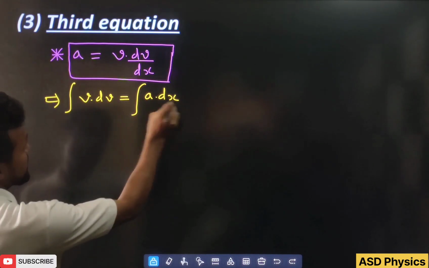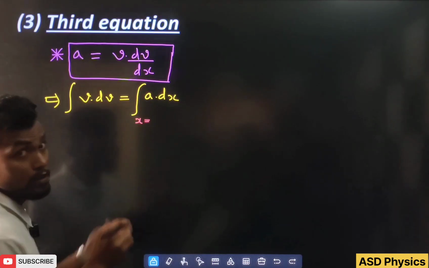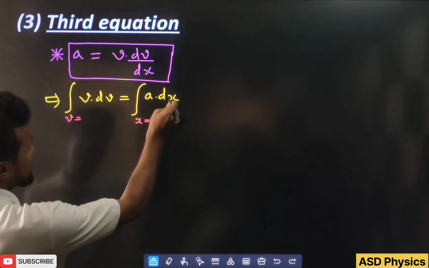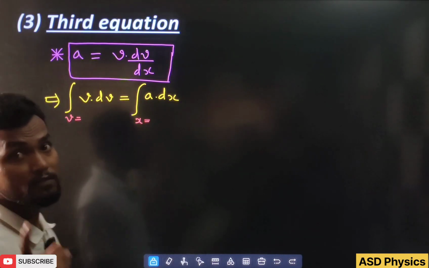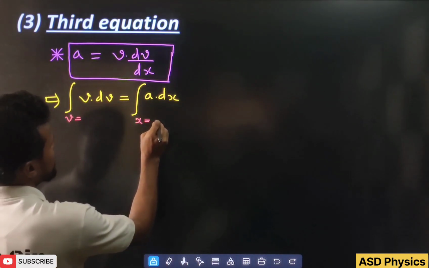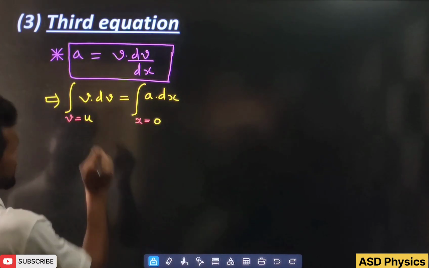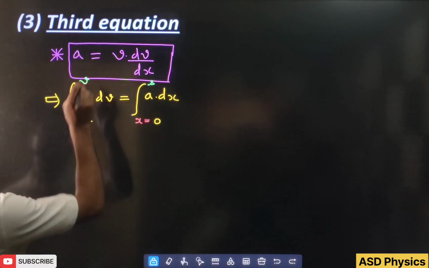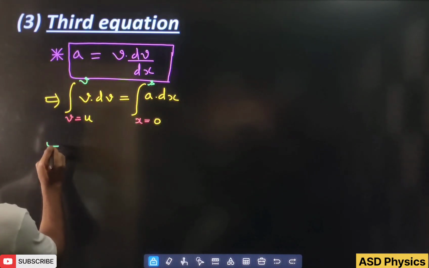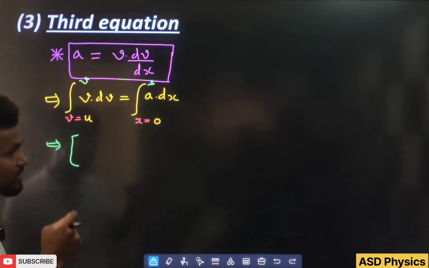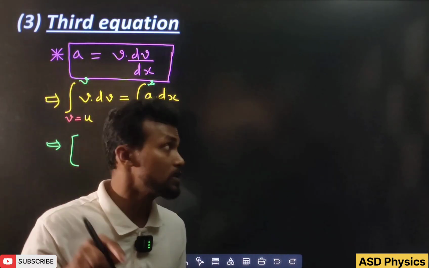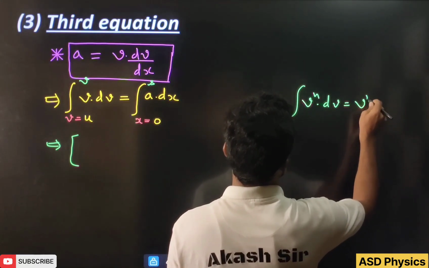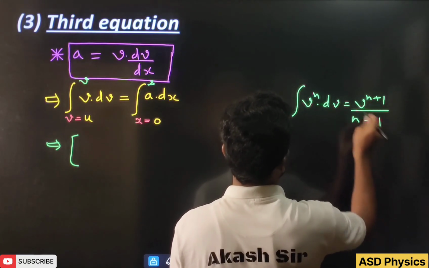Now what we have to do here: dx means x, position, and dv means v. Remember that depending upon what is given, whether dx means x or dv means v, only then we put the limits. So when x equals 0, initial velocity is u, and when x is s, final velocity is v. Now the integration of v dv is the same as the integration of t to the power n dt: v to the power n dv becomes v to the power n plus 1 by n plus 1.